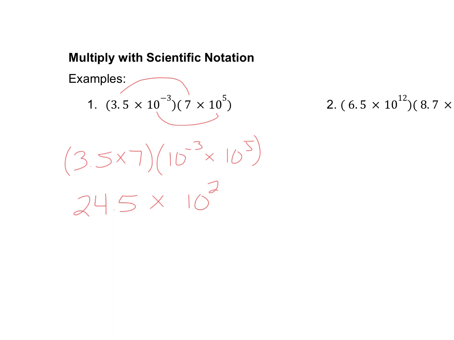I also want you to write it in standard form. So how do we go from scientific notation to standard form? Remember, in standard form we want one number. Right, look at your exponent. Our exponent is positive, so which direction do I need to move? 2 to the right. 1, 2. Empty spaces we fill with zeros, so our answer would be 2,450.